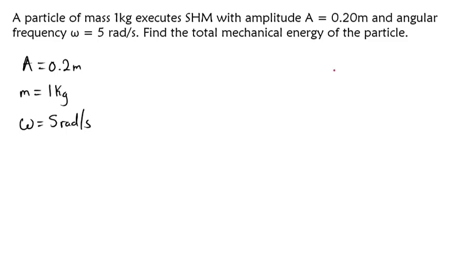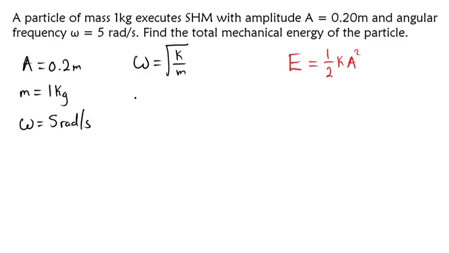To find the total mechanical energy, the formula we're going to use is total mechanical energy equals half K a squared. So all we need, first of all, we have amplitude, all we need is the K. To obtain the K, we're going to use the formula omega equals the square root of K over M.